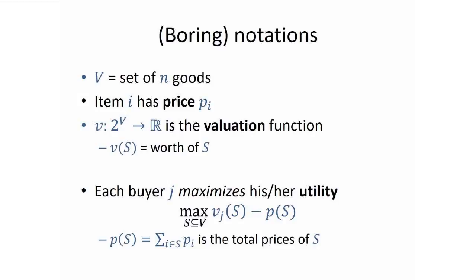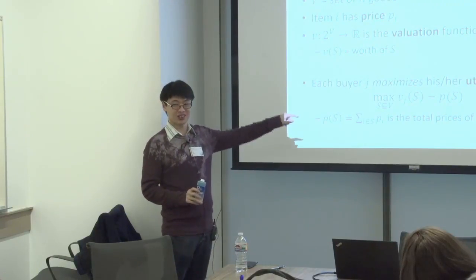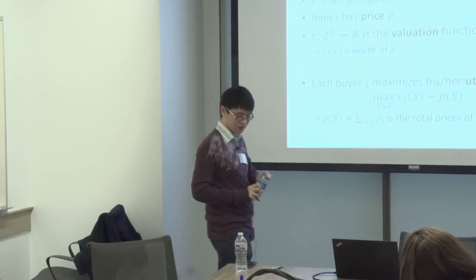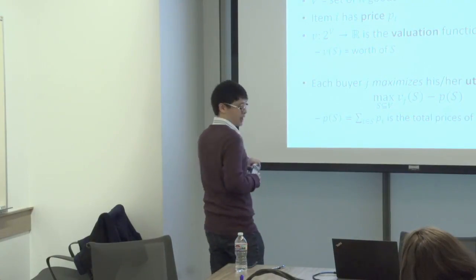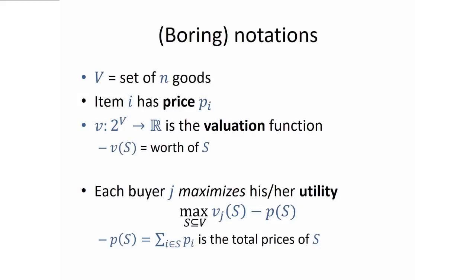So to do it, first I need to set up some notations. It's pretty much the only slide that has a lot of math or notations in it, so bear with it for a moment. First we have the items that we want to sell, so we call that V. Pi is the price that we want to set for item i.